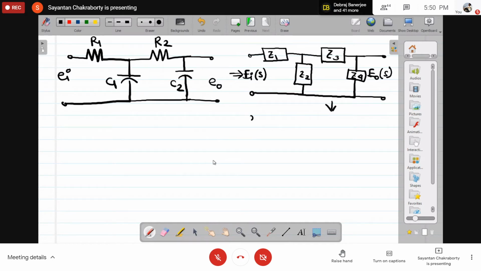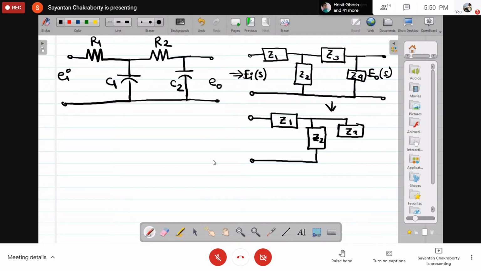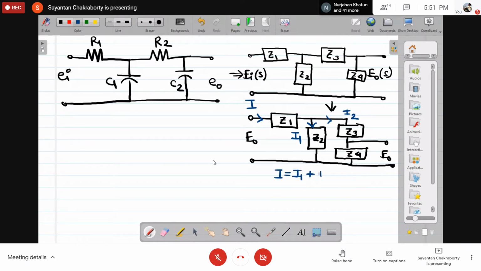Now what you can do is recast this. In which form? See, Z1 is here. So we have a branch Z2 and back. From here, we have Z3 and Z4 back. And E0 is defined as this. So if you consider this configuration, now let us define the currents. So this is your I. This I will get diverted in two parts, I1 and I2. So the first equation will be I equal to I1 plus I2.